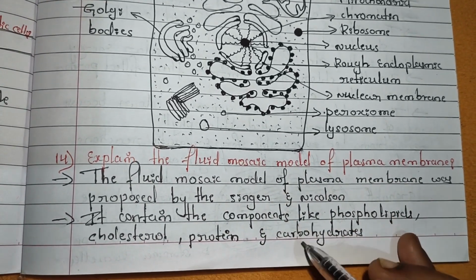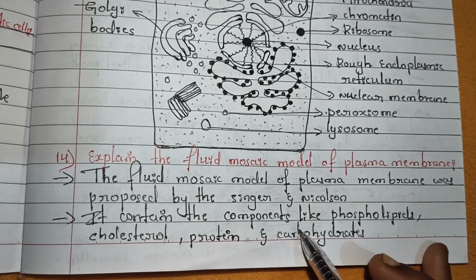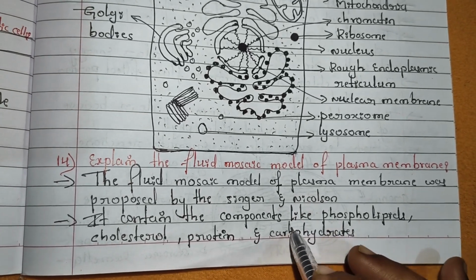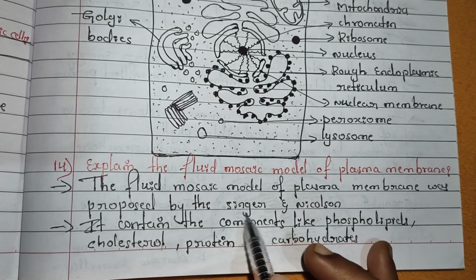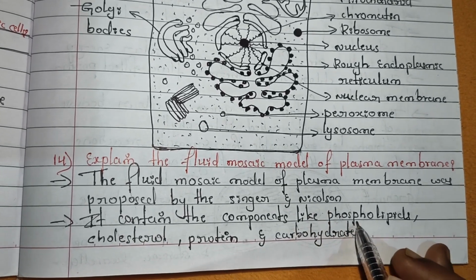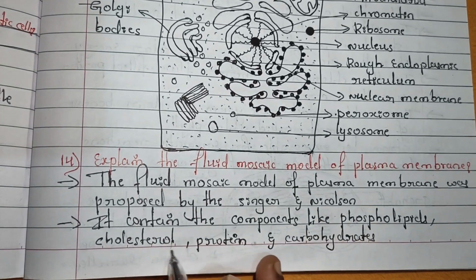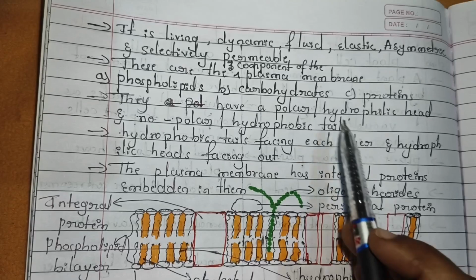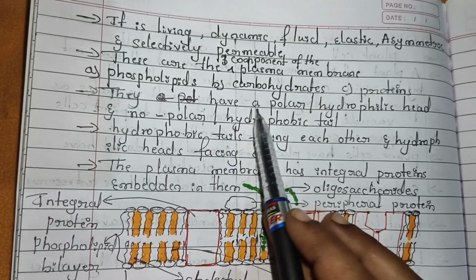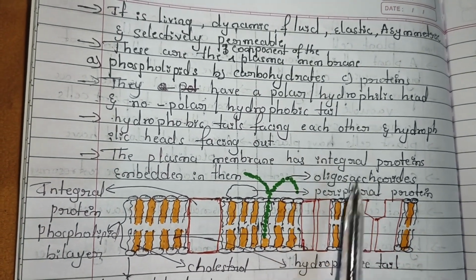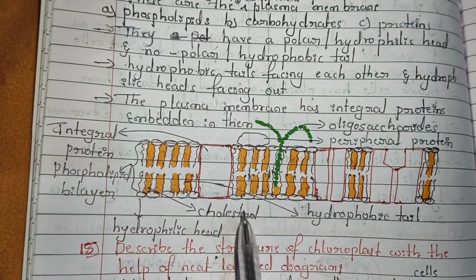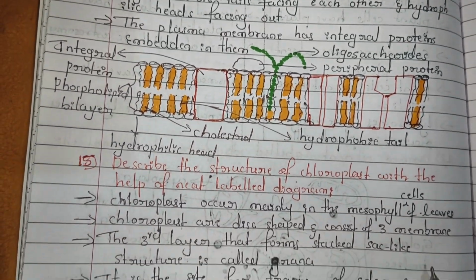Here I mentioned 2 points: who discovered it and what the components of the fluid mosaic model are. It was given by Singer and Nicolson, and it contains phospholipid, cholesterol, protein and carbohydrate. Next, these are the fluid mosaic model points, you can read them, and also practice the diagram.